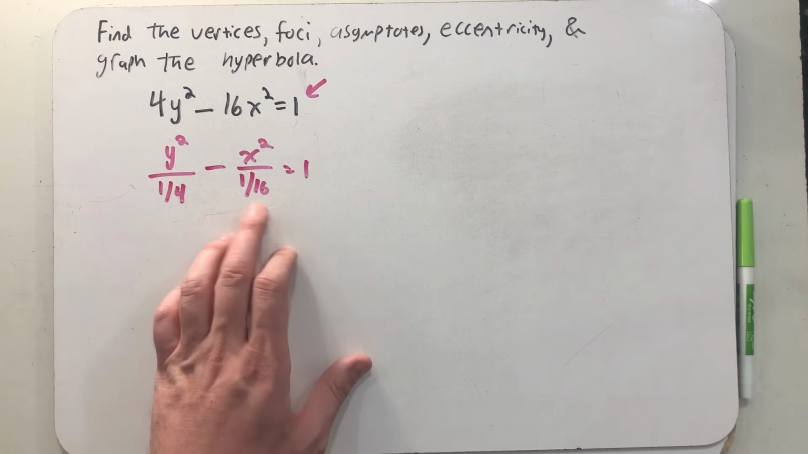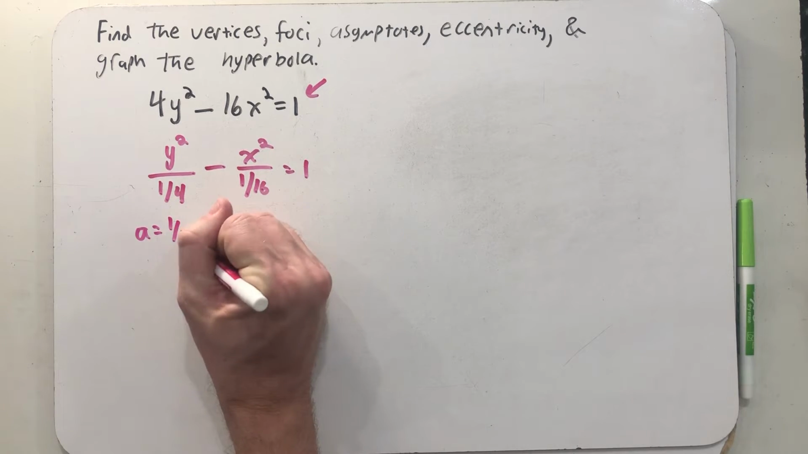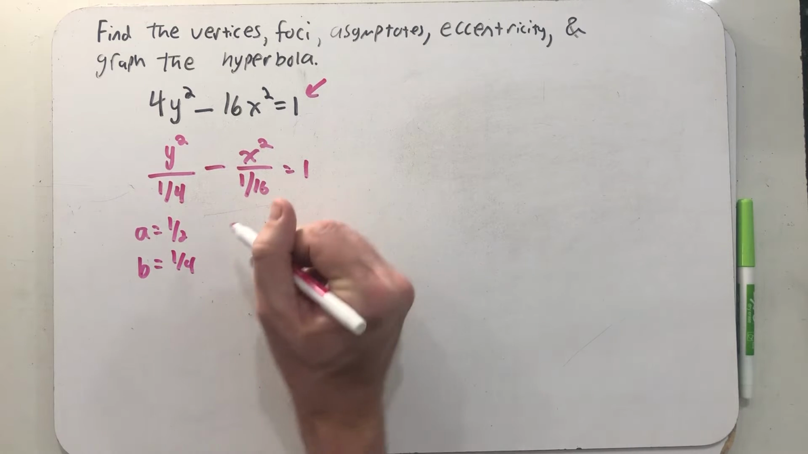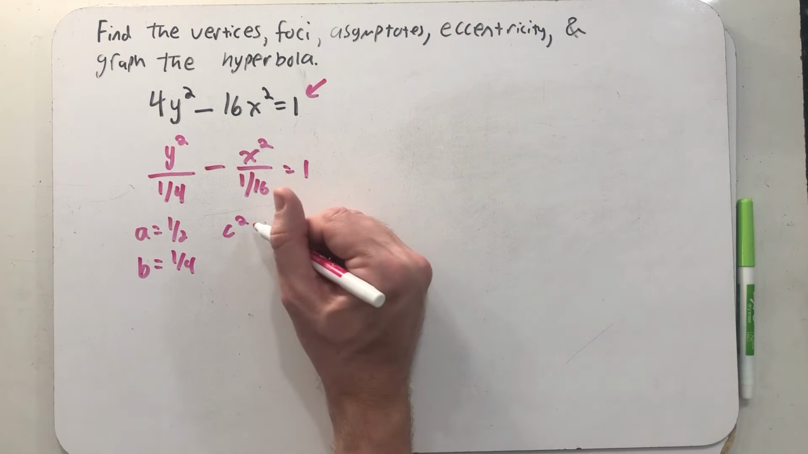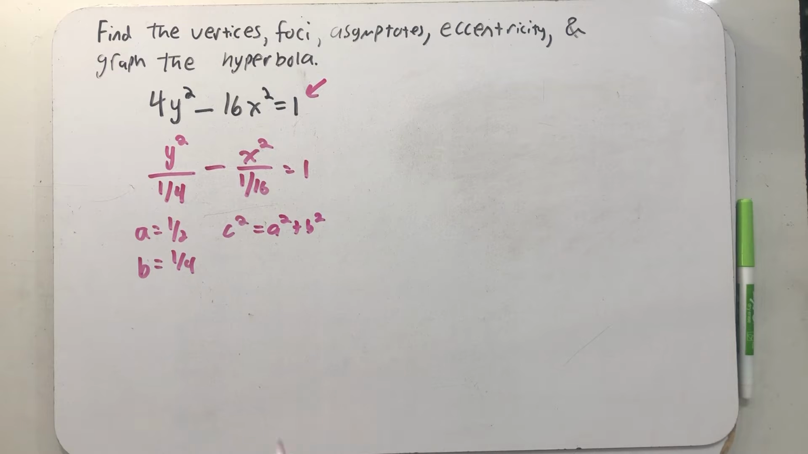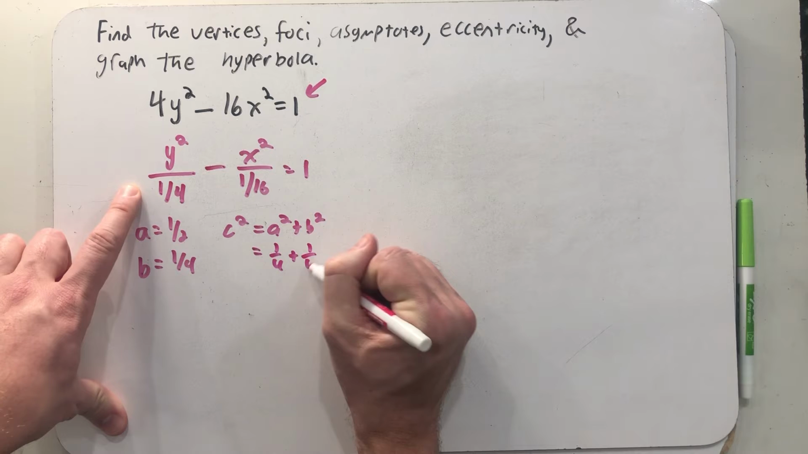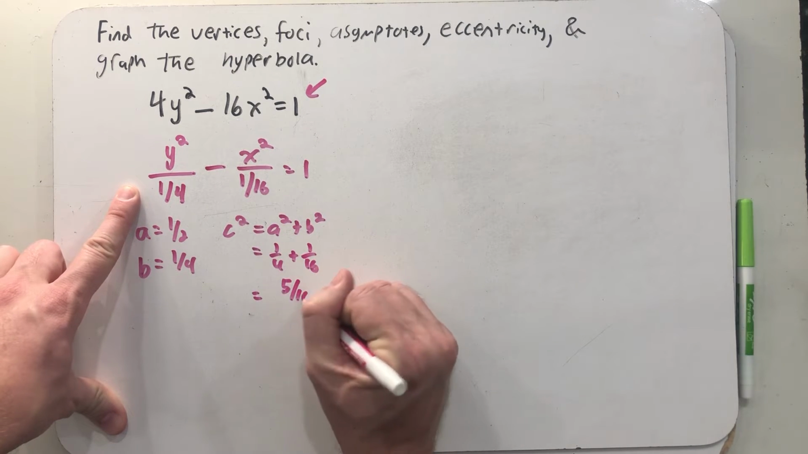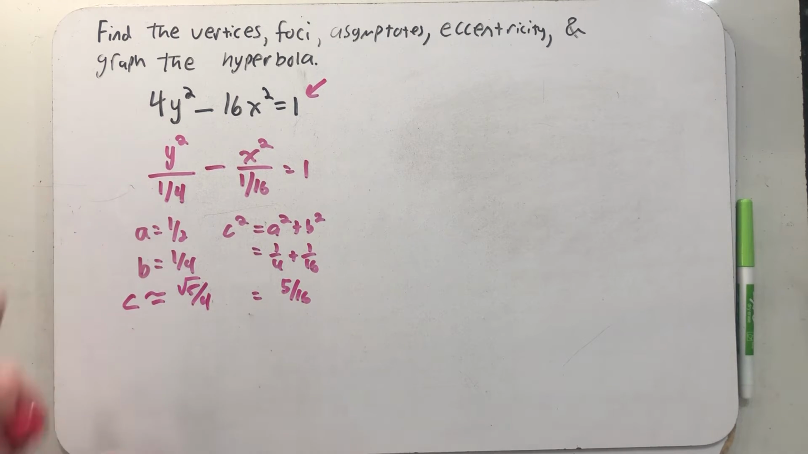All right, so here's a squared, and there is b squared. Well, if a squared is 1/4, then a is 1/2. If b squared is 1/16, then b is 1/4. And in the hyperbola, c squared, that distance from the center to either focus, is a squared plus b squared. So I have 1/4 plus 1/16. That's 4 over 16 plus 1 over 16, which is 5/16. And c is the square root of 5 over 4.